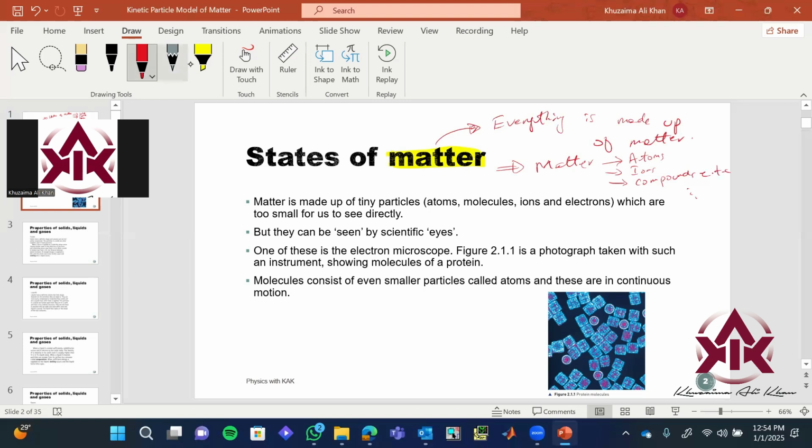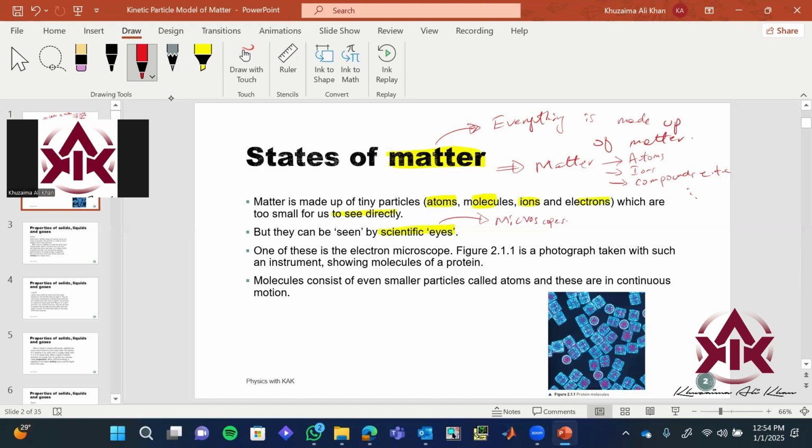So this is the definition written here: matter is made up of tiny particles. Particles can be atoms, molecules, ions, or electrons, which are too small for us to see directly with our naked eyes. But they can be seen by scientific eyes, which means microscopes. We have microscopes in our labs, so you can observe how an atom is arranged, how the electron and the nucleus are arranged.